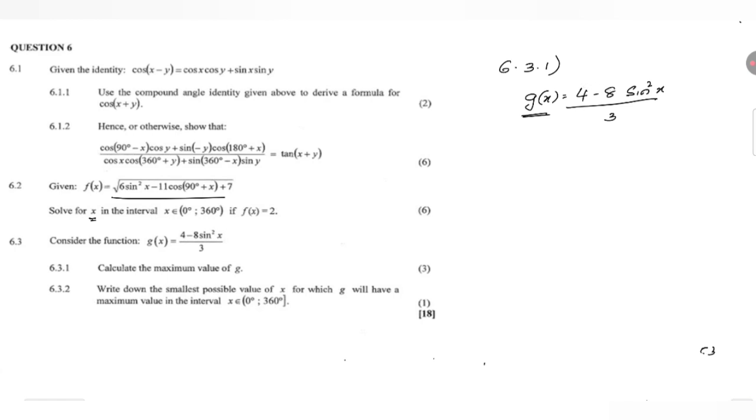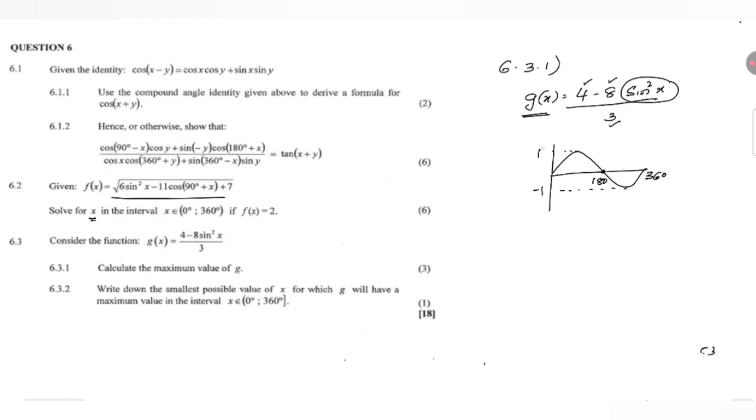What is the function? 4 is a constant, minus 8 is a constant, 3 is a constant. We can't change the value. The only thing that we can change is the trigonometric ratio, sine, and not only sine, sine square. So you know that, guys, let me draw the graph. Sine graph is like this, isn't it? This is 360 and this one is 180, and the maximum value of sine is 1 and the minimum value of sine is minus 1. All other values are in between, isn't it?